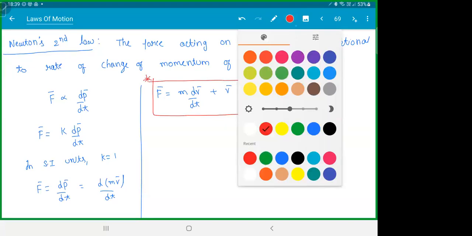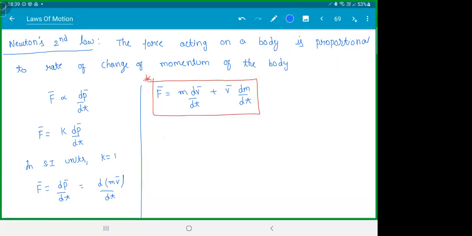Now, if the mass is constant, which is most of the cases in all the problems, we have a separate chapter called variable mass system in collisions. There we will deal with what happens if mass changes. But for now, at least for the next 4-5 chapters, we will handle when mass is constant.